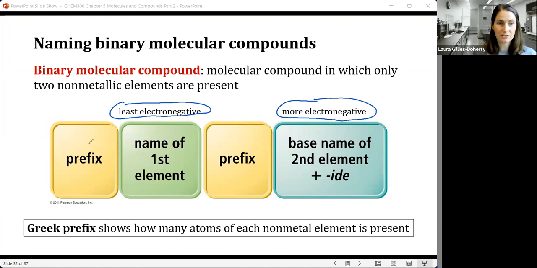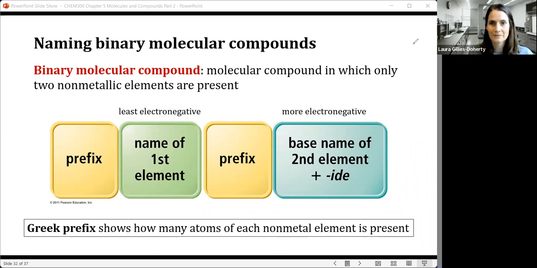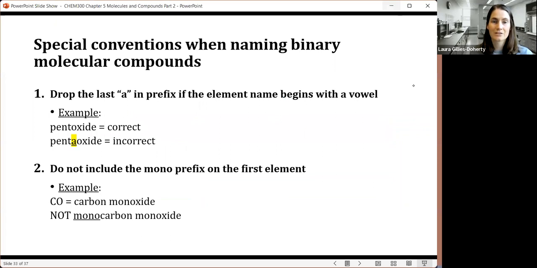And then we use a prefix. So a prefix that goes before the first element tells us the number of atoms we have of the first element, and the prefix that goes before the second element tells us the number of atoms of the second element. And we'll be using the Greek prefixes to tell us how many atoms of each element we have in the compound. So there's a couple special conventions we need to talk about before we jump into naming these binary molecular compounds.